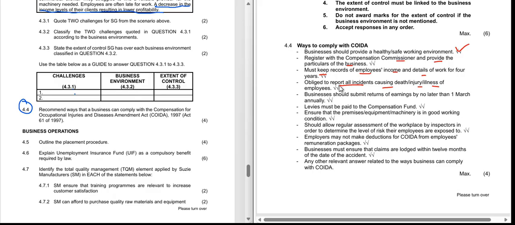Businesses should submit a report of earnings by no later than 1 March annually. Levies must be paid to the compensation fund. Ensure that the premises, equipment and machinery are in good working condition. Should allow regular assessment of the workplace by inspectors in order to determine the level of risk the employees are exposed to.